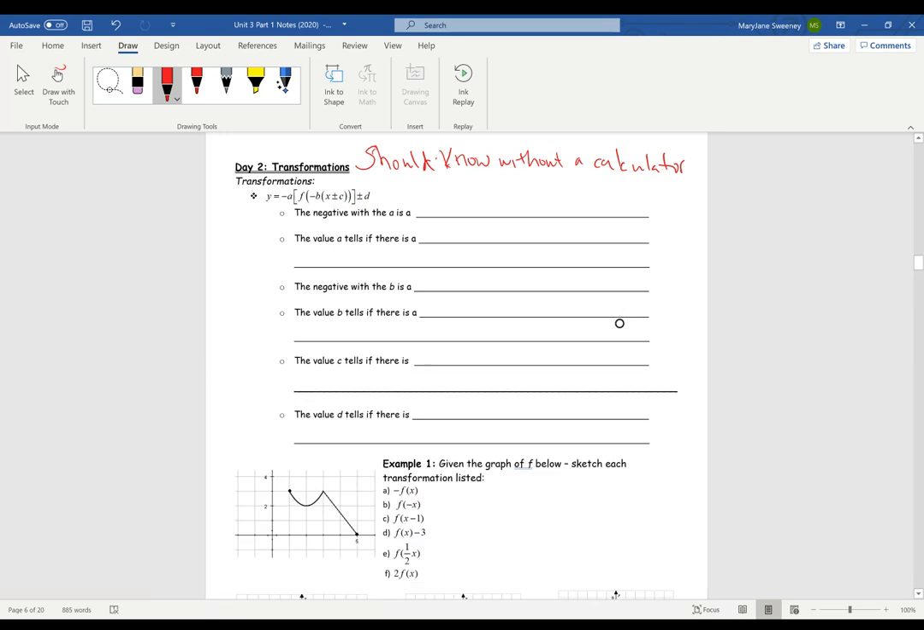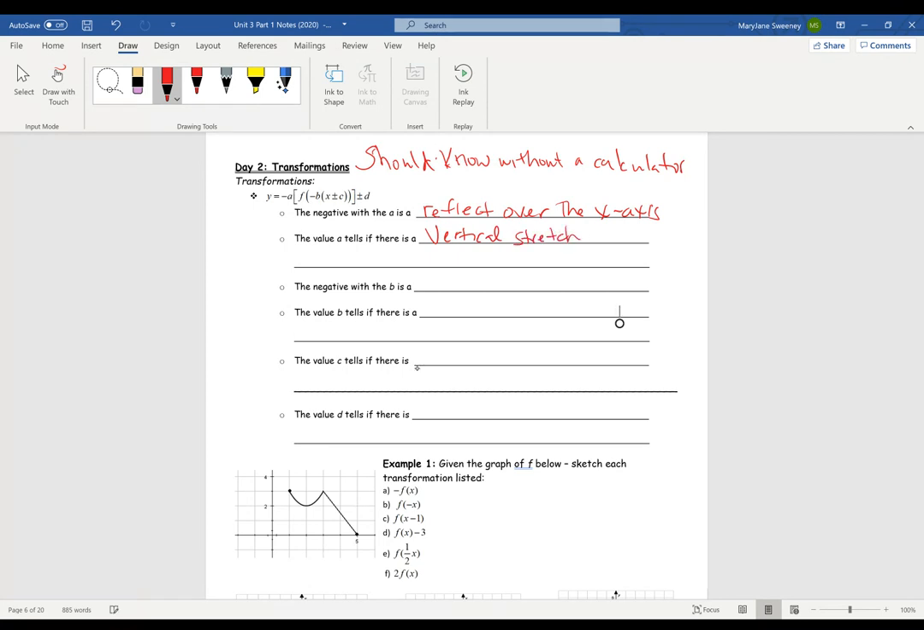Okay, so if A is negated, then that is a reflect over the x-axis, because it's kind of negating the whole thing that y equals. If y equals that thing and then we put a negative out in front of it, we've just negated what y equals. And if you think back to your geometry days, when you negated the y, that was a reflection over the x-axis.